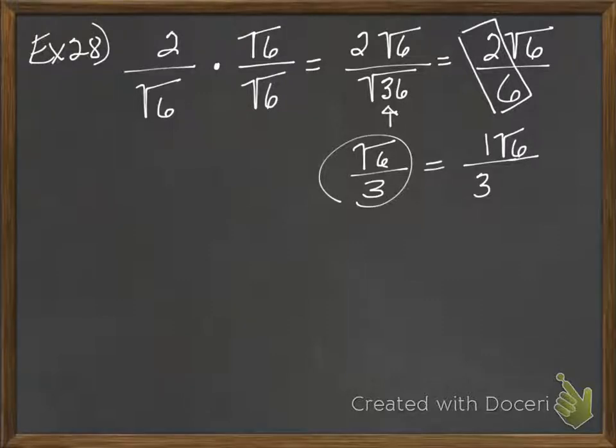So if you weren't paying attention, what just happened is 2 over 6 reduced by 2 to be 1/3. You can leave it as 1 square root of 6 over 3. You can write it as square root of 6 over 3. All right, 2 more examples.